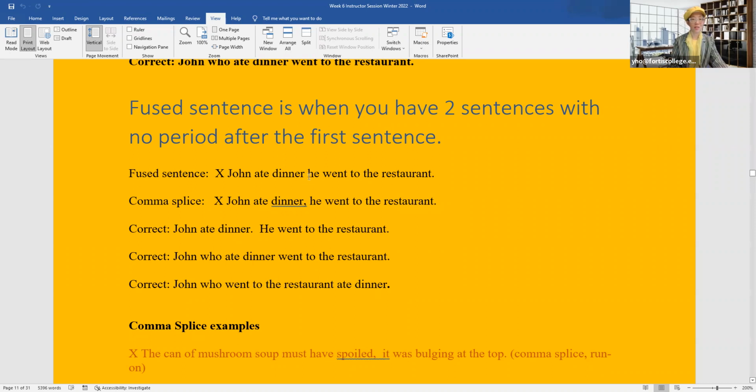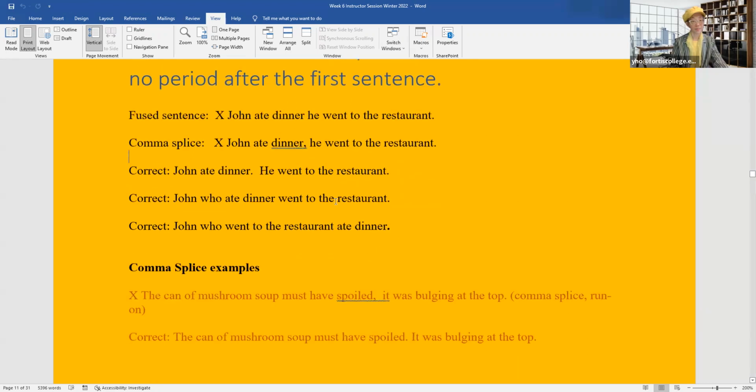Here you have, this is a fused sentence because you have no comma. This is a comma splice because you have an unnecessary comma. So when you have a fused sentence, it means you have two sentences that run together with no comma, or with no period. And when you have a comma splice, you have an unnecessary comma between two sentences where you're supposed to put a period or a comma and a conjunction.